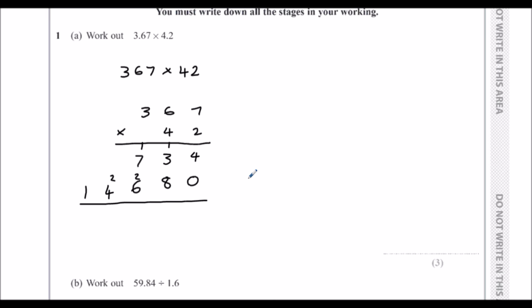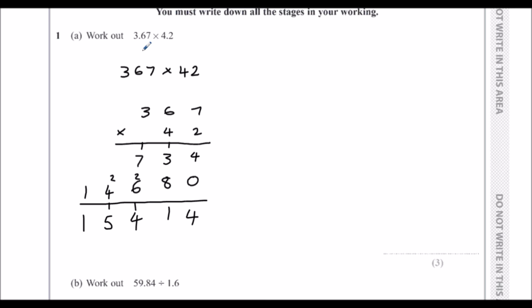So then adding these two multiplications together in columns, so 4 and 0 is 4. 8 and 3 make 11. 7 and 6 and 1 is 14. 4 and 1 is 5. And in the 10,000s, we've just got a 1. So 367 times 42 is 15,414. But we wanted 3.67 times 4.2.